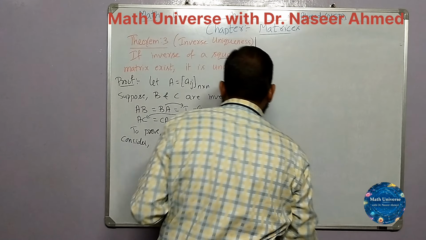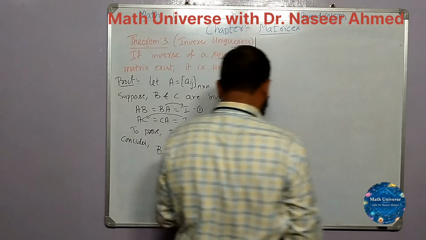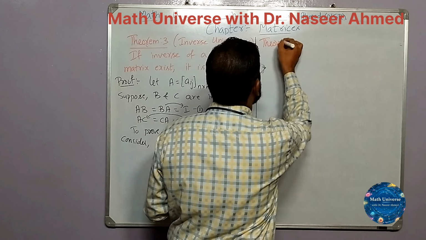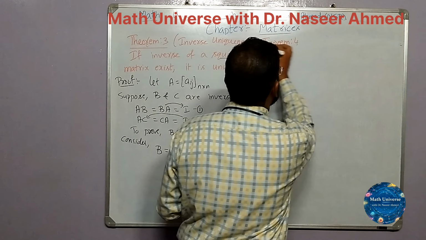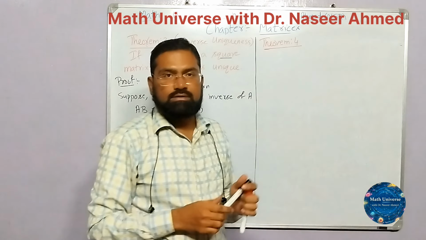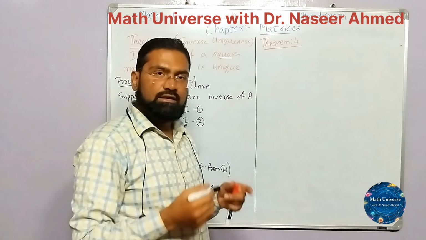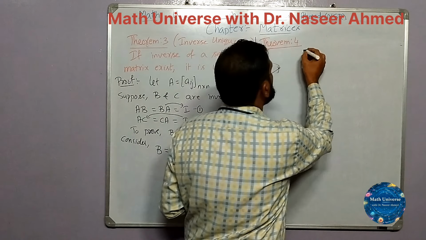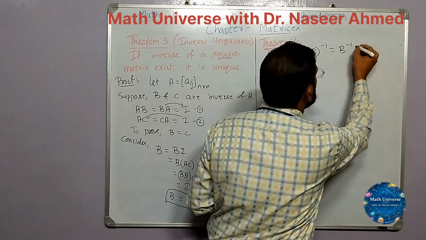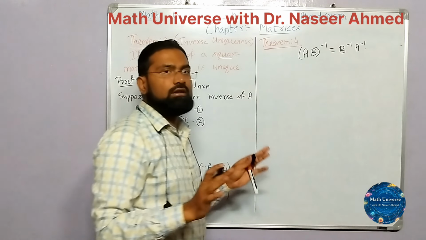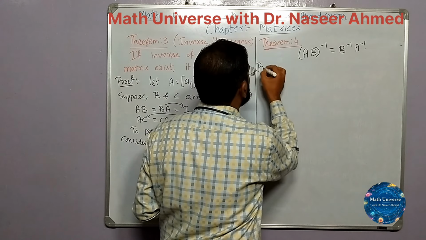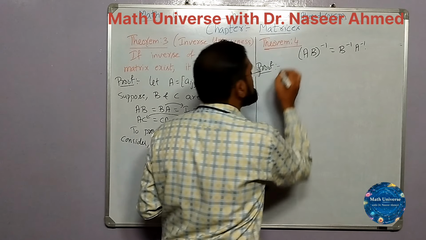Now let us go for one more theorem, the last theorem here, which says that if A and B are two square matrices and if they are invertible, then we have to prove that A into B, the whole inverse, is equal to B inverse into A inverse, provided both are invertible matrices. So for this, the proof will just go like this.